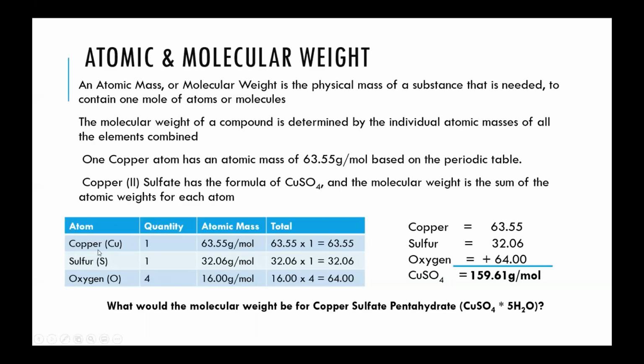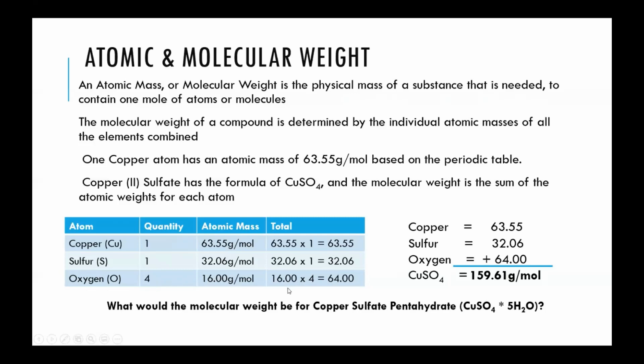So 1 copper atom has a mass of 63.55 grams per mole. This is directly from the periodic table. 1 sulfur atom has an atomic weight of 32.06 grams per mole. And oxygen has an atomic weight of 16.00 grams per mole, and there are 4 of them.